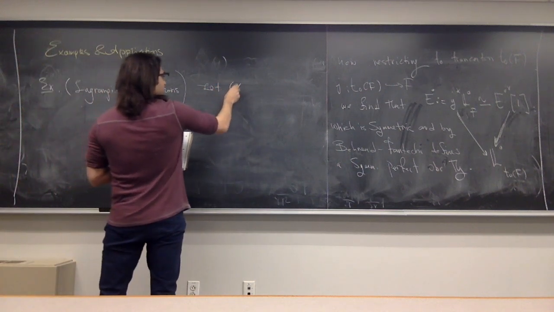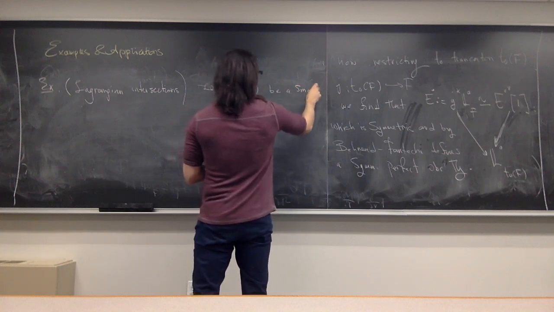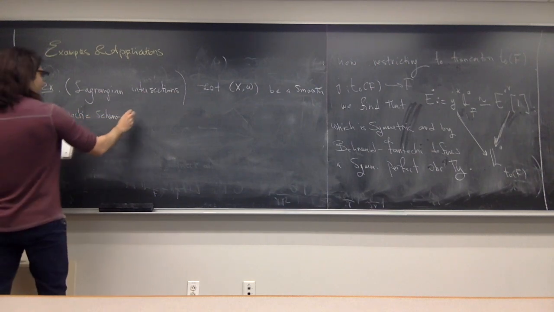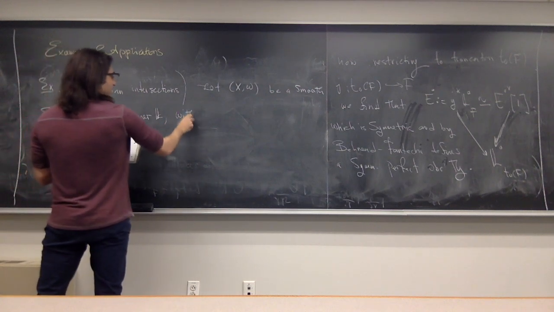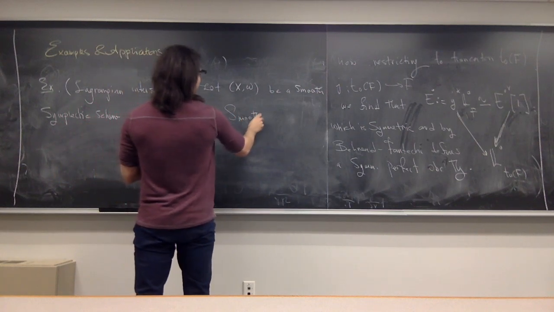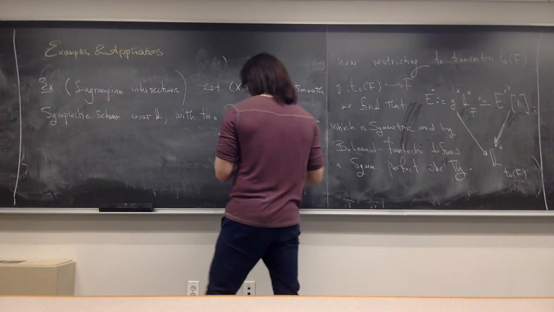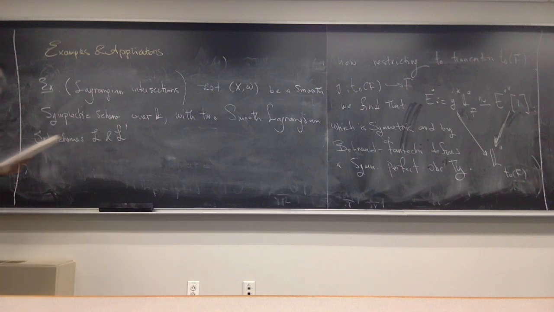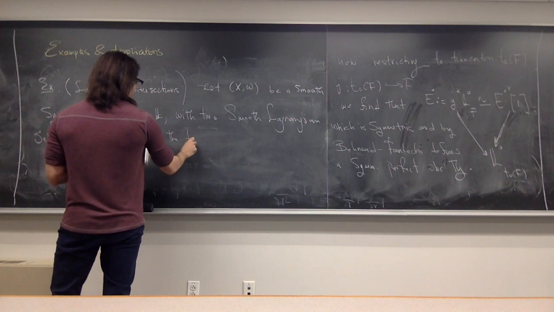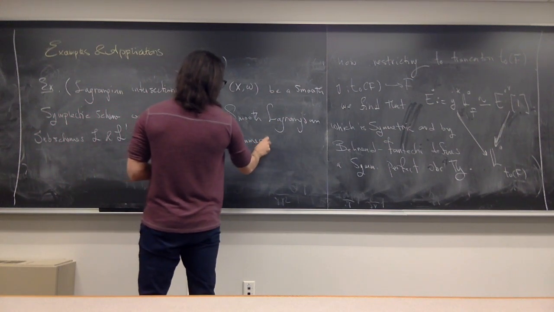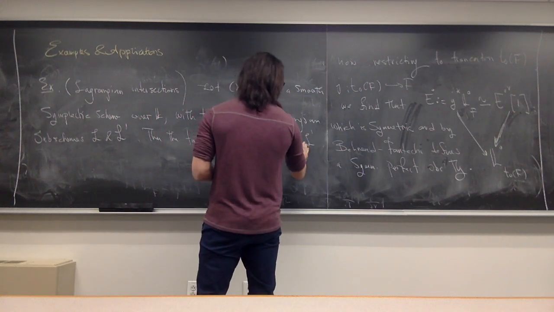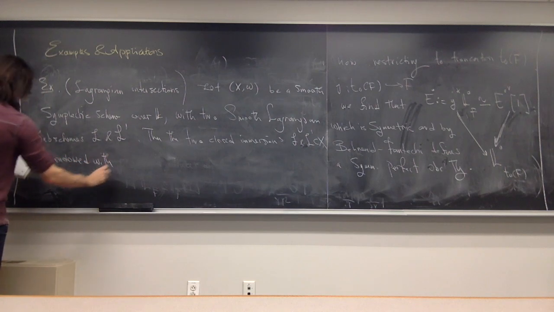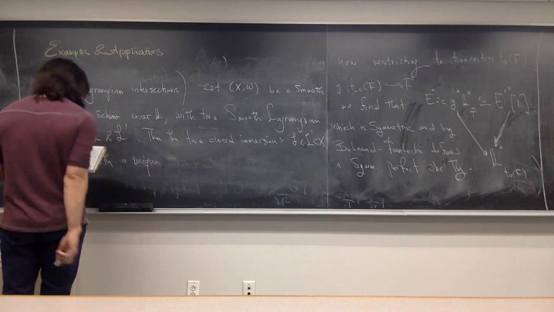Let X and omega be a smooth symplectic scheme over K, some field, with two smooth Lagrangian subschemes, two closed immersions, L and L prime inside X, endowed with a unique Lagrangian structure.